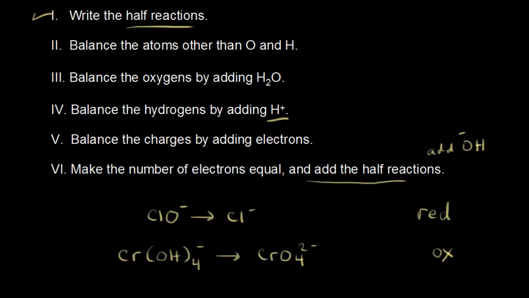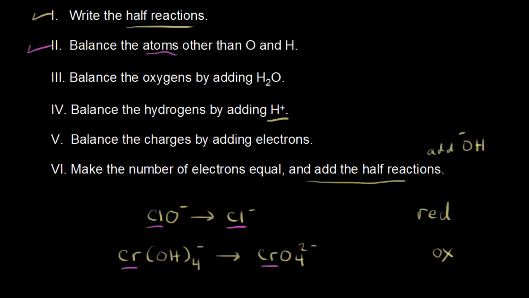So let's go to step 2. Balance the atoms other than oxygen and hydrogen. So for the reduction half reaction, that applies to chlorine. We have 1 chlorine on the left and we have 1 on the right. So chlorine's balanced. In the oxidation half reaction, that applies to chromium. So 1 chromium on the left and 1 chromium on the right. So in this case, step 2 is already done for us. But always be careful, because sometimes you actually have to balance these atoms and it will affect your final answer.